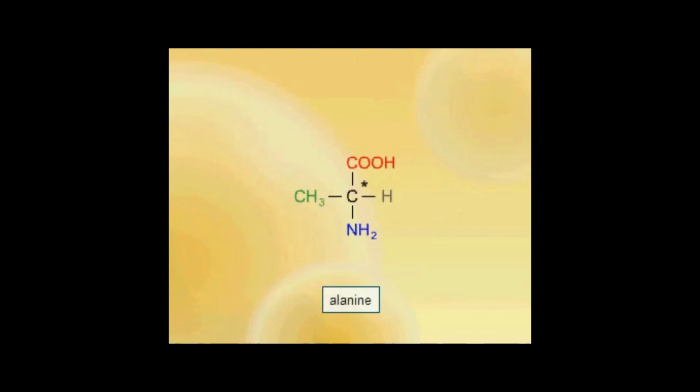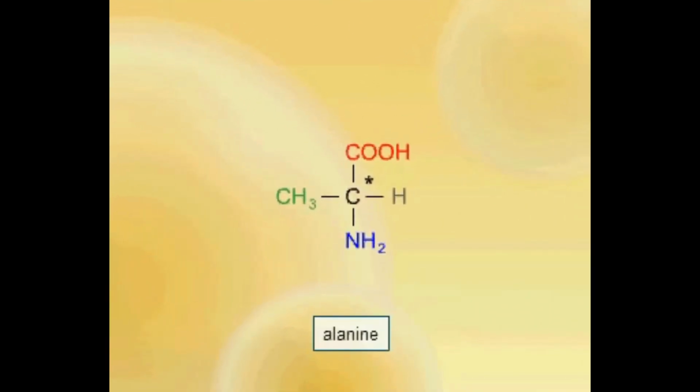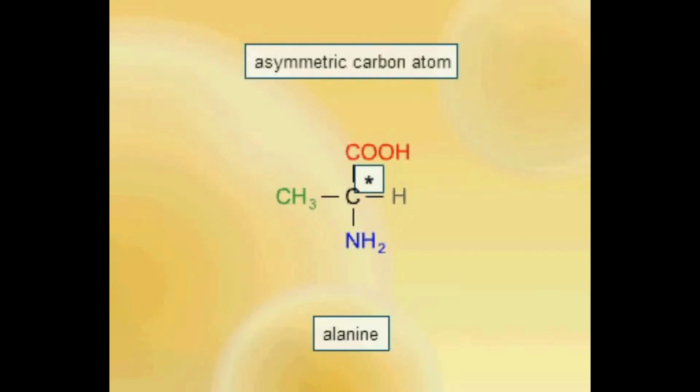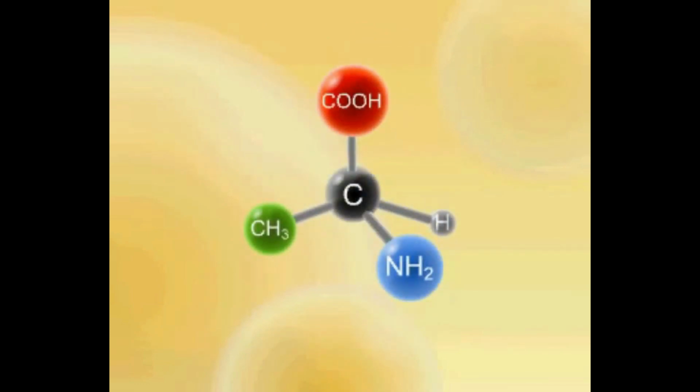A molecule of alanine contains a carbon atom bonded to 4 different substituents: a carboxyl group, an amino group, a methyl group, and a hydrogen atom. An atom like this is referred to as an asymmetric carbon atom. The arrangement of all the groups around the asymmetric carbon atom is tetrahedral, since carbon assumes sp3 hybridization.